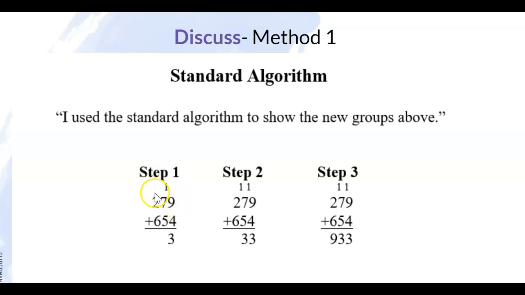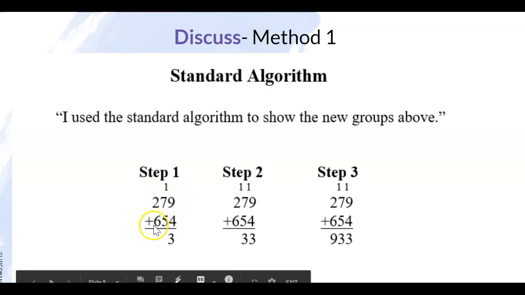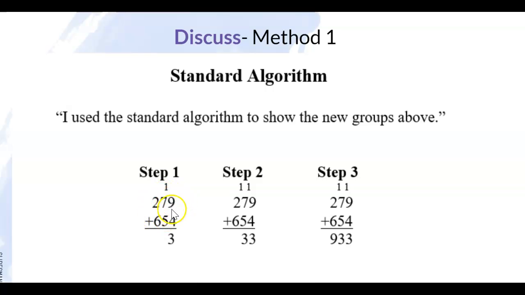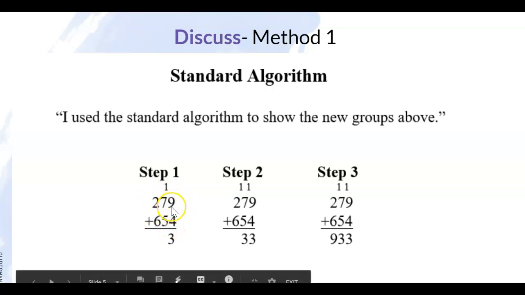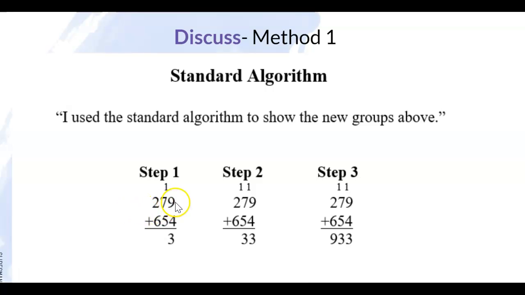Okay. So step one here, 279 plus 654. Our first step is to make sure that everything is lined up properly. You've got the ones in the ones place directly underneath, the tens lined up directly underneath each other, and also the hundreds places lined up properly. Because if they're not lined up properly, that's going to throw your number off and it's going to be incorrect.